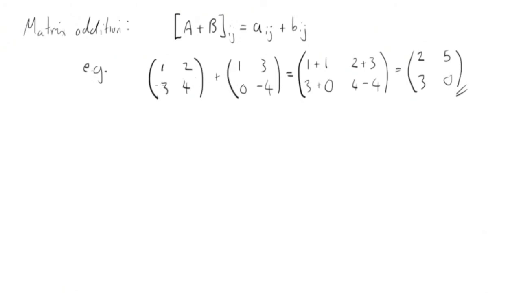Okay, one thing you have got to be aware of with matrix addition and subtraction is the fact that two matrices have to be of the same dimensions. They have to have the same number of rows and columns.